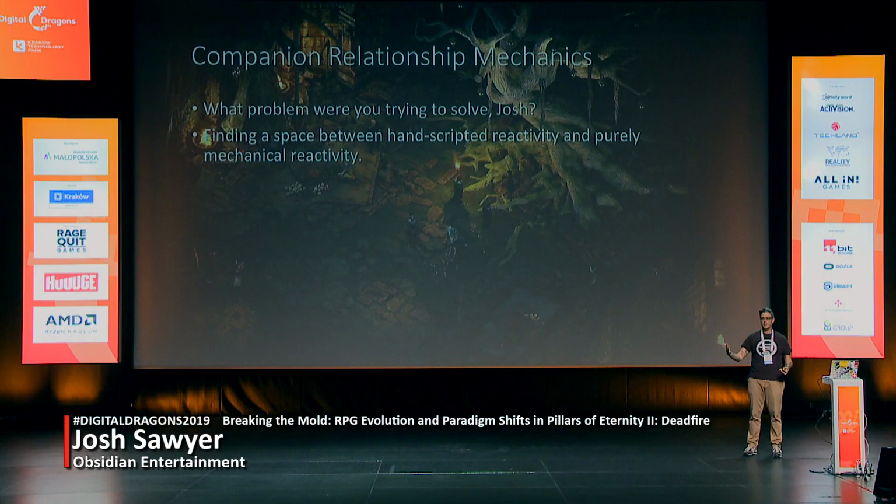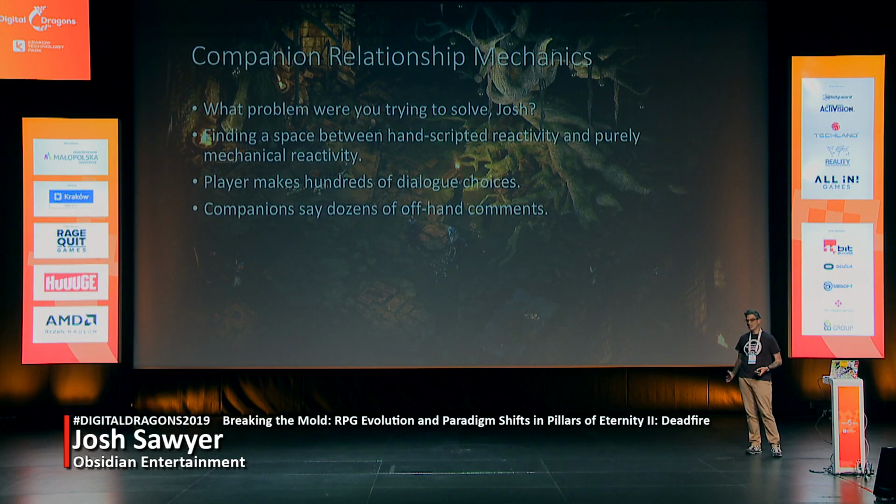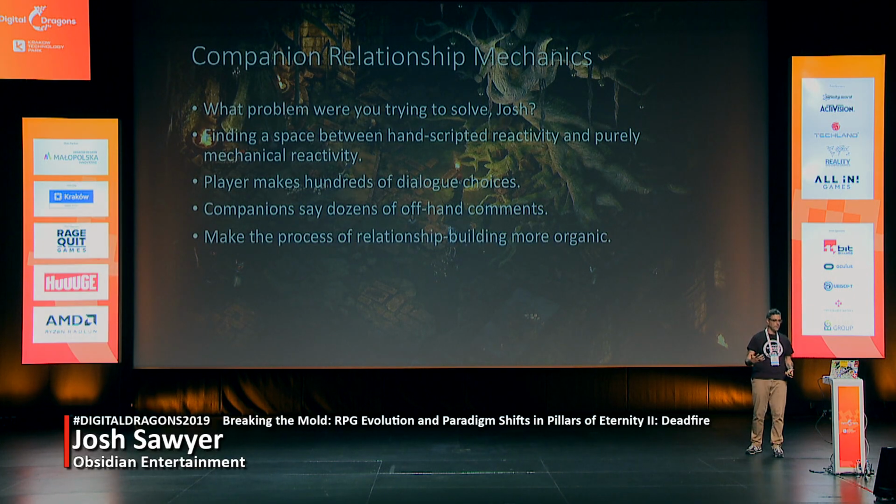So what this was trying to do is say, hey, there are all of these topics that people talk about throughout the world. Let's use the fact that the player makes hundreds of dialogue choices that intersect these topics, and companions make tons of offhand comments, and use that to do mechanical work behind the scenes so that the player will feel that it's a more organic way of building a relationship.